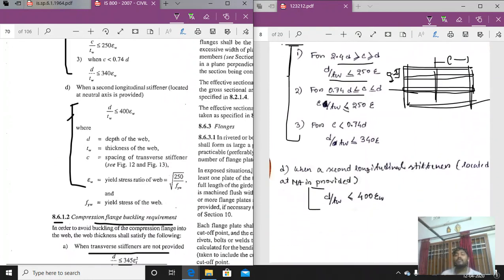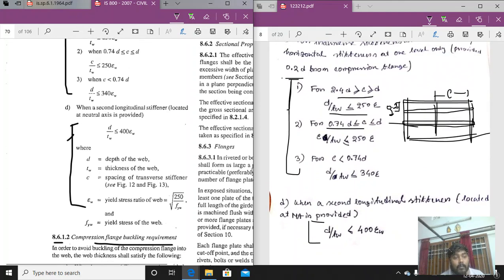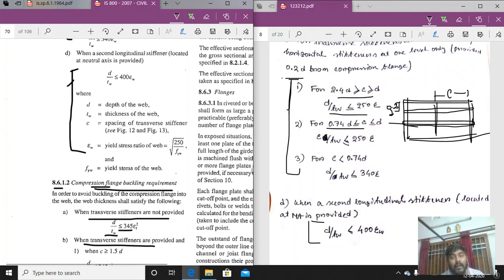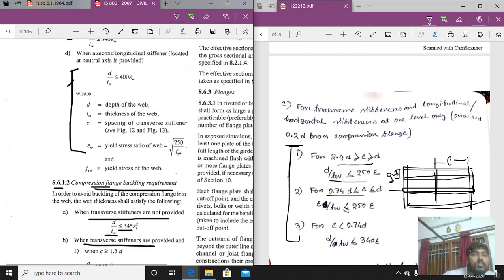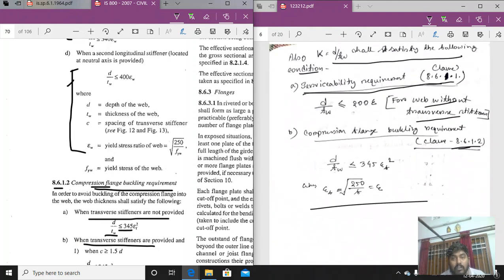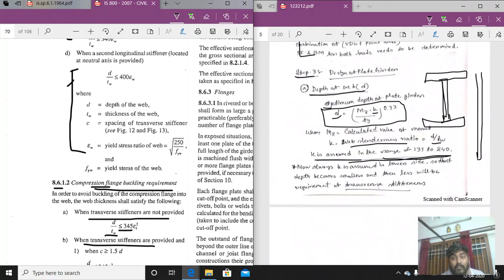Now when coming to the 3rd and 4th criteria, there will be no requirement of compression flange buckling because horizontal stiffeners are provided. So that's how the value of d by tw is calculated, and the optimum depth of the web is determined. So the depth of the web we have got. Now we have to determine the thickness of the web.